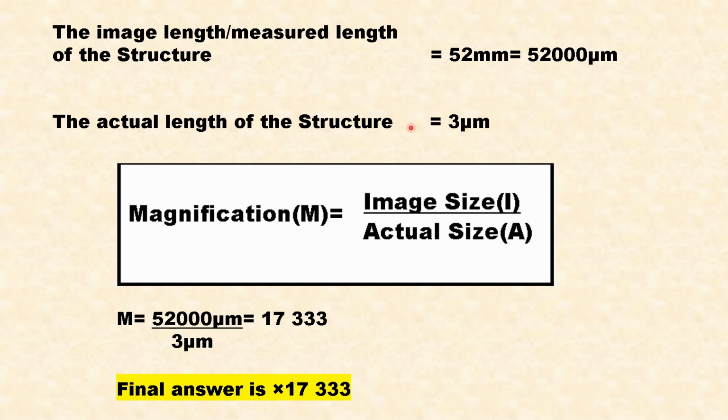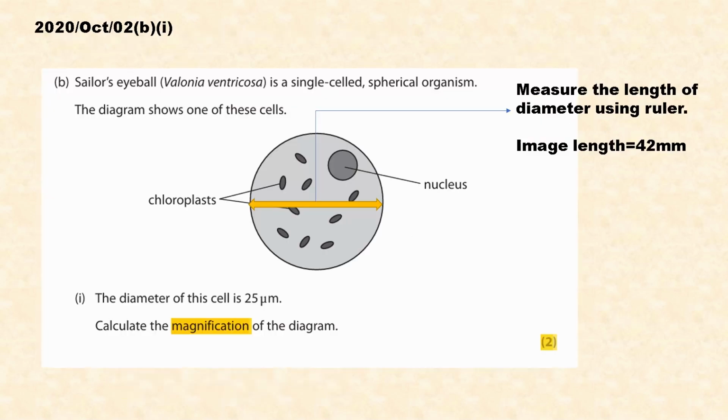Now to find the magnification, we can use this basic formula here. So the magnification is equal to 52,000 micrometers divided by 3 micrometers, which gives us 17,333. Since we are not taking any measurement ourselves, there is only one correct final answer, and it is 17,333 times.